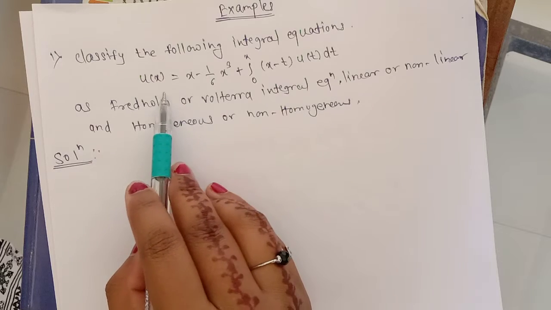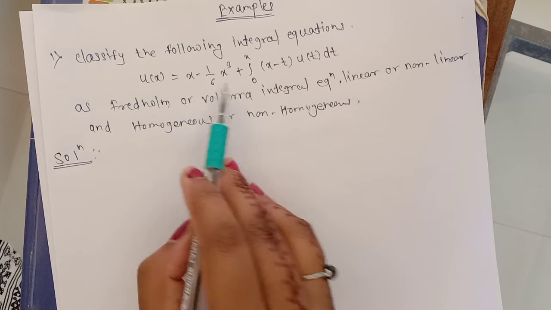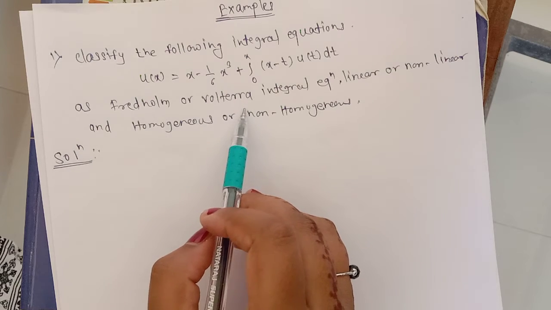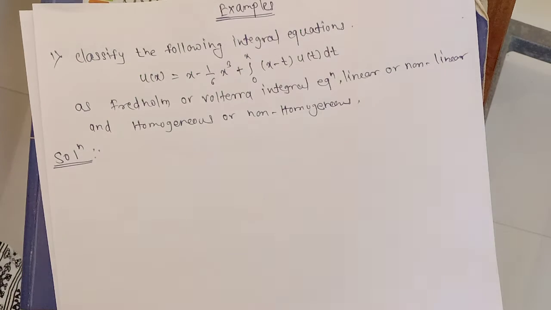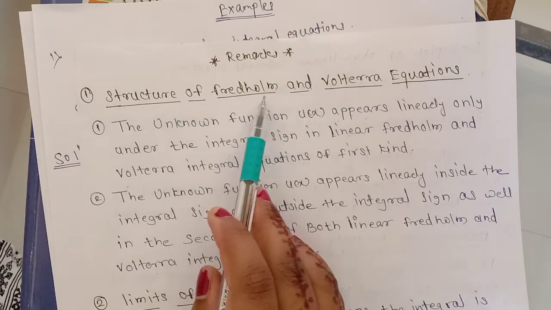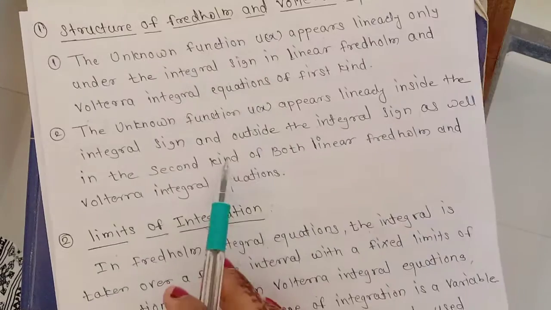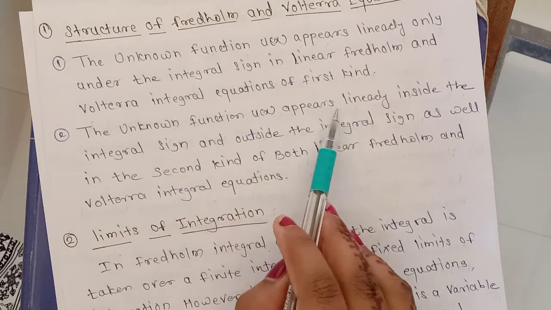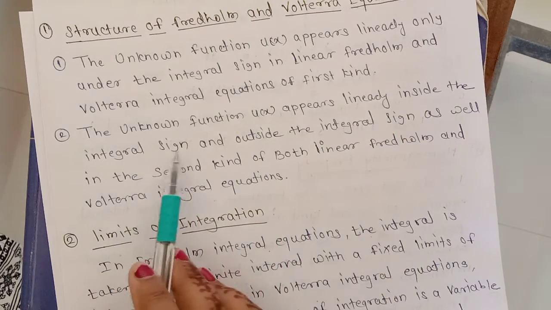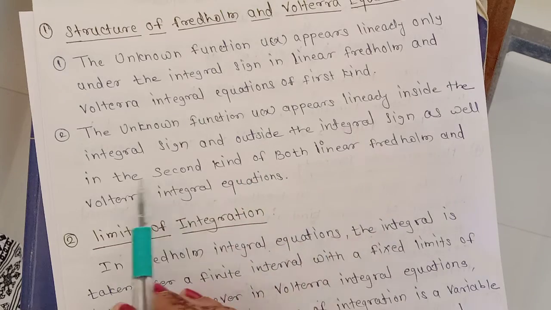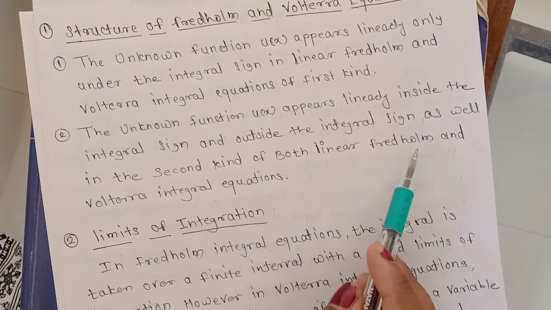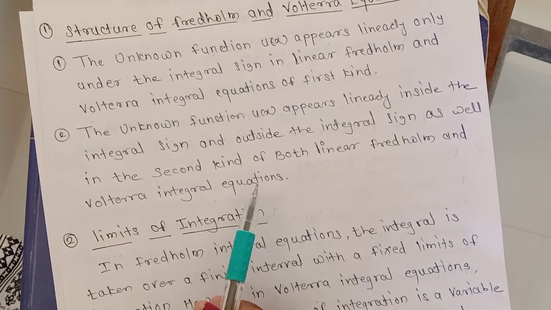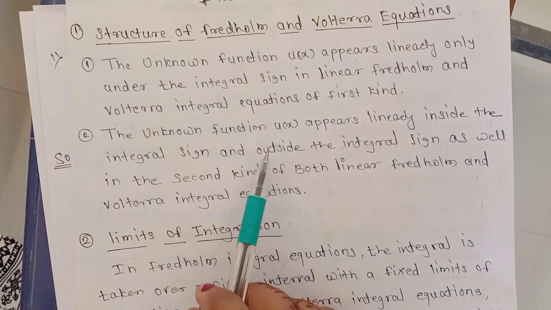Now we have to look at whether it is a Volterra integral equation of the first kind or the second kind. For this we have to look at the second remark, the structure of the integral equation. The unknown function u(x) appears linearly inside the integral sign and outside the integral sign as well in the second kind of both linear Fredholm and Volterra integral equations.